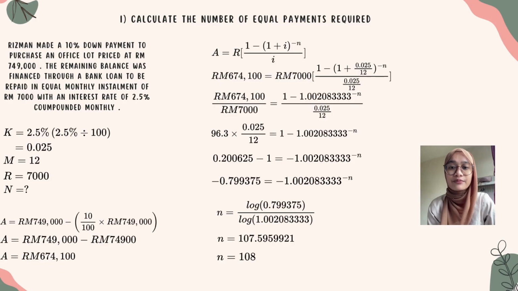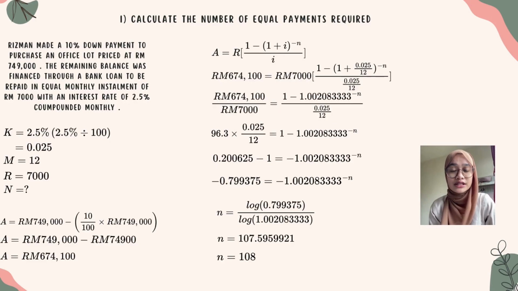We solve it with the A. 674,100 equal to 7,000[1 − (1 + 0.025/12)^(−n)] divided by 0.025/12.